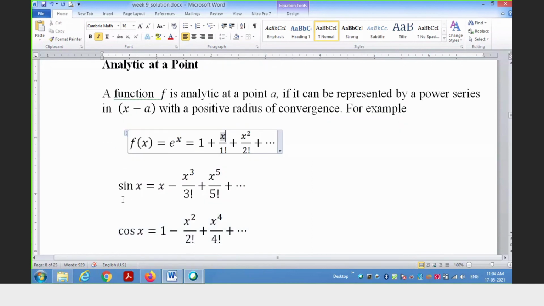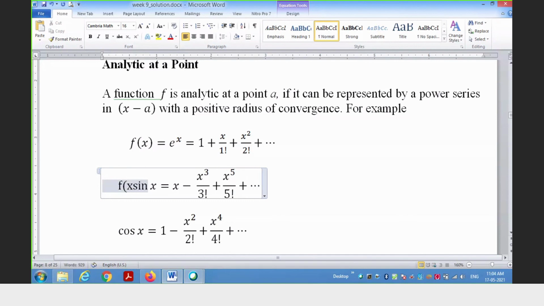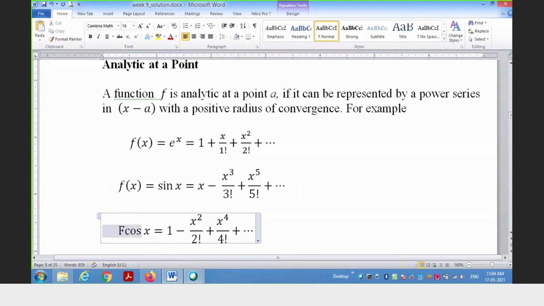The same thing here, f of x equal to sine of x. We can write this as x minus x cubed over 3 factorial and so on. The same thing for cos x, we can write cos x as a series.